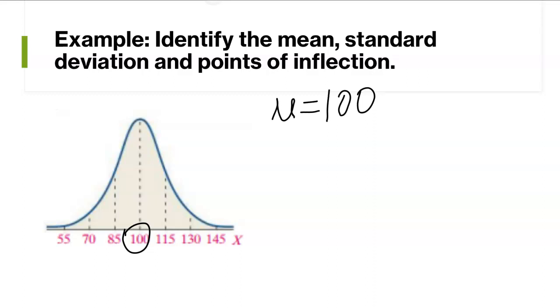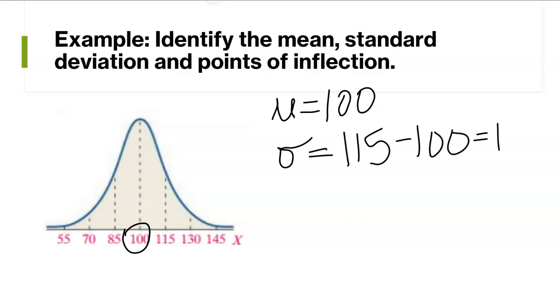Now our standard deviation, since the empirical rule applies, this from here to here is 1 standard deviation. And from here to here is 1 standard deviation. So all you need to do is figure out what is the distance from either here to here or here to here. It doesn't matter which one you use. I'm going to use this one because it's easier. 115 minus 100, which is equal to 15. So that lets me know that my standard deviation is 15. So this is 1 standard deviation out. This is 2 standard deviations out. This is 3 standard deviations out.